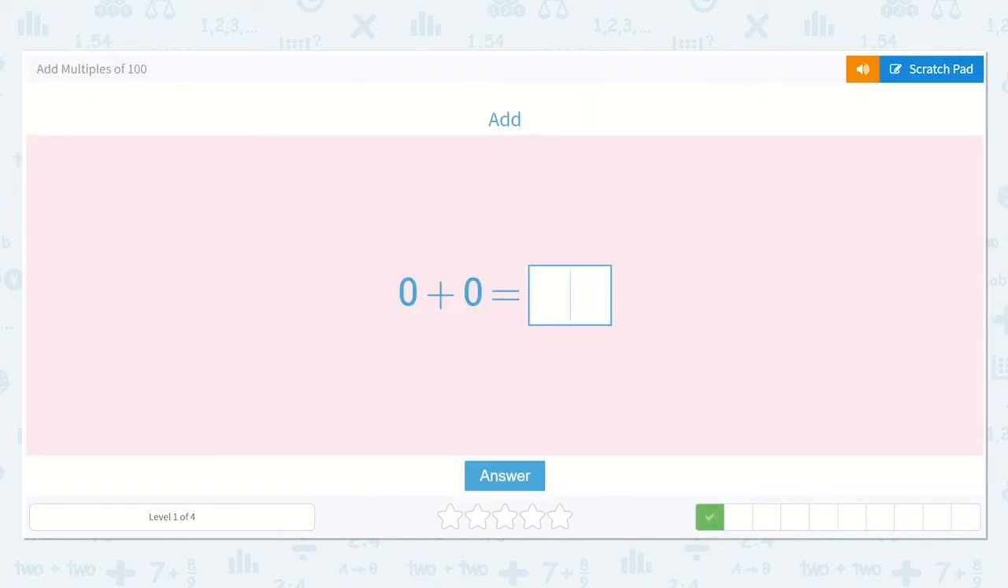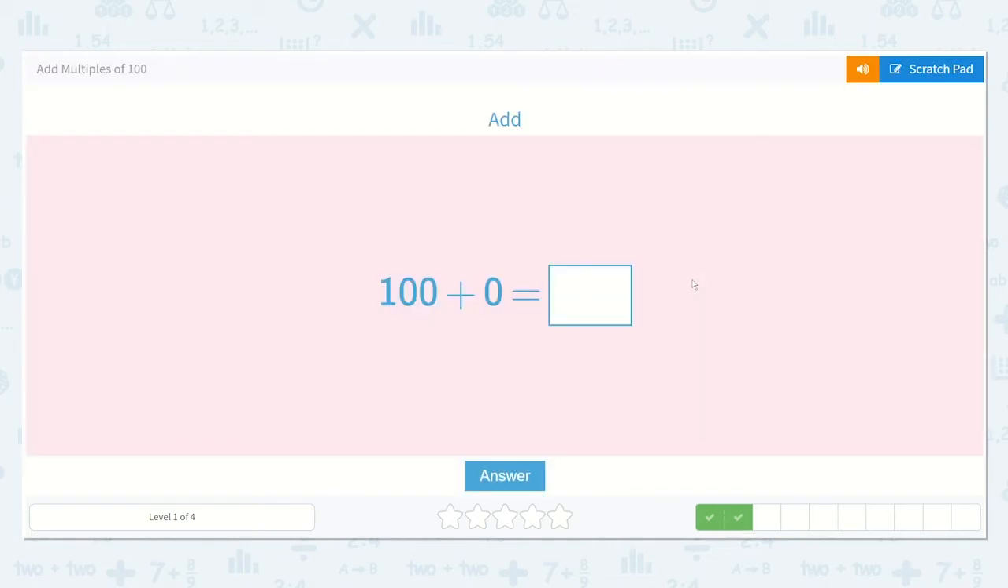Next I have 0 plus 0. Well, I know if I have nothing, 0, and I add nothing to it, 0, then my answer is going to be 0 because there is nothing there. There are no circles or no hundreds, so we will put 0.